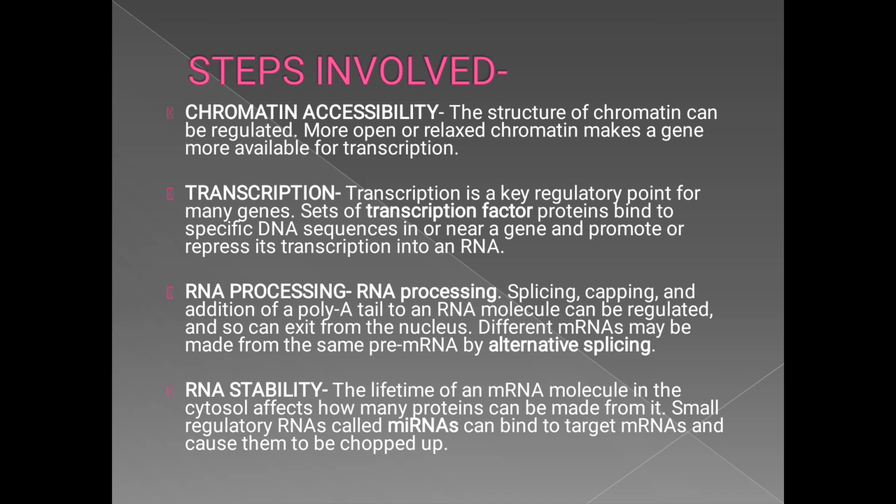First step, chromatin accessibility. The structure of chromatin can be regulated. More open or relaxed chromatin makes a gene more available for transcription. So when we saw that transcription is the first phase, but before that chromatin accessibility is required, and this can be regulated.